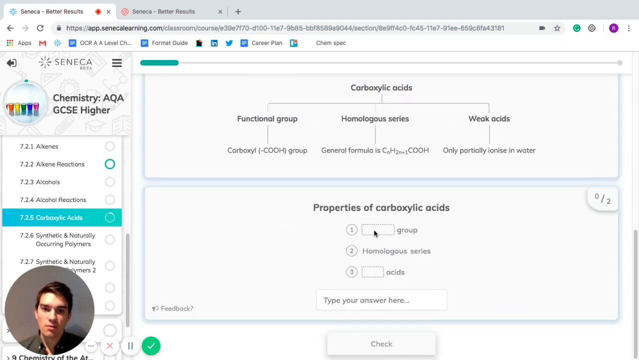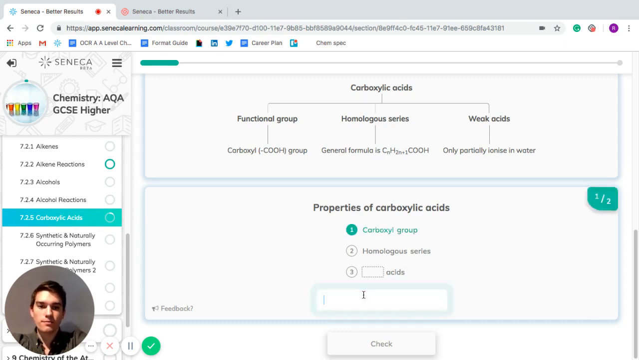So, properties of carboxylic acids. The functional group, well, that would be a carboxyl group. They're a homologous series, which means that they follow a pattern, and they are weak acids.